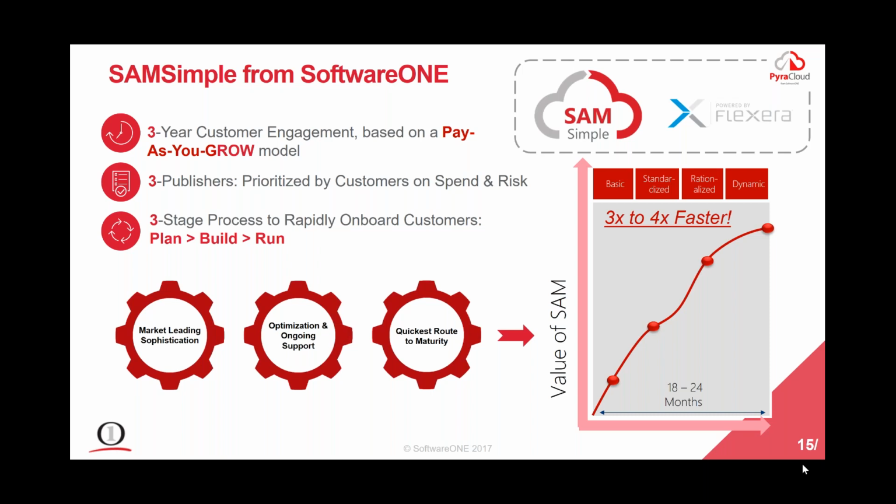But it's really the combination of this market-leading sophistication from a technology and service perspective, the ongoing support and optimization of the environment that's going to provide the quickest route to maturity. And we're saying to customers that on your own, as Kevin mentioned, it'll take you perhaps 8 years to achieve that optimum dynamic state of SAM maturity. With SoftwareONE and SAMSimple, we'll get you there 3 to 4 times faster.